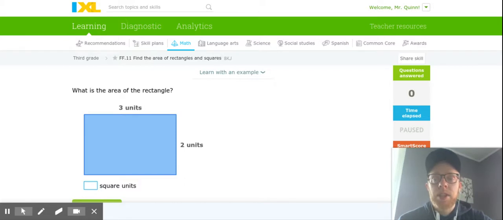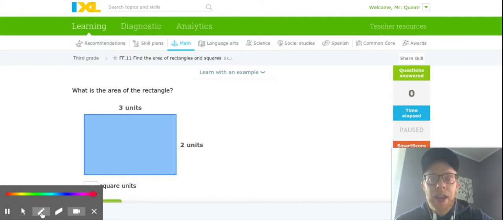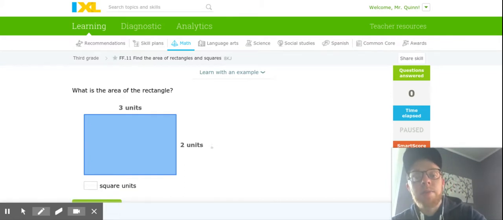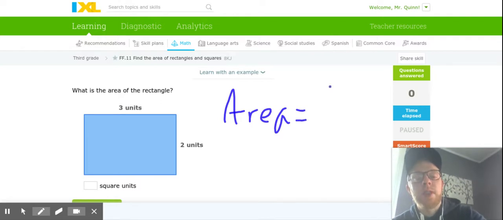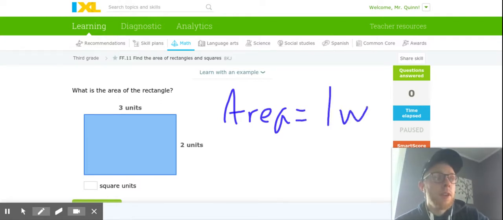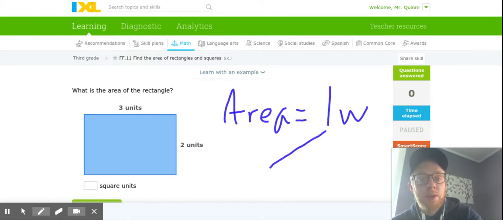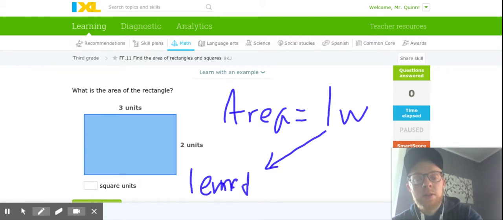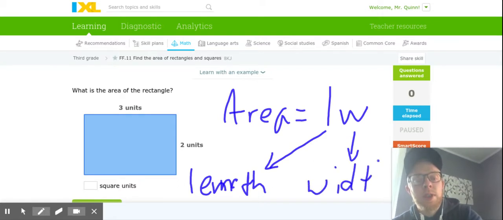Today we're going to be looking at an older skill on how to find the area of rectangles and squares. So the big thing here is you need to remember how we find area. Remember, area is the inside of a shape, and that means we are thinking about a formula. And that formula tells us that area equals LW. Now, in order to understand that, we need to know what L is, which is length, and we need to know what W is, which is our width.